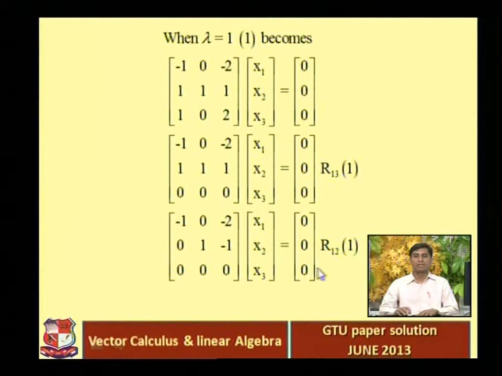Now next we are multiplying the first row by 1 and adding it to the second row. So minus 1 0 minus 2, the first row is as it is, the second row is 0 1 minus 1, and 0 0 0. This is x1, x2, x3, that is equal to 0 0 0. So now you can see this matrix is in row echelon form. This is our leading entry, below that leading entry we have 0. In the second row this is our leading entry, below that leading entry we already have 0 now.